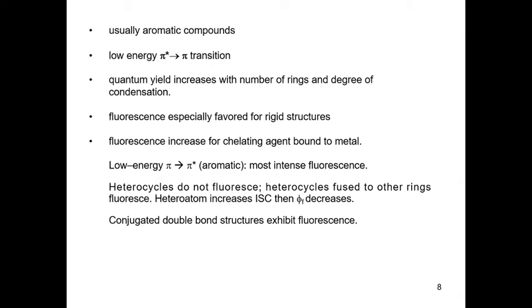Conjugated double bond structures also exhibit fluorescence. An example is lycopene, which again gives me a fluorescence. Obviously when it can give me visible spectroscopy, it can also give me a fluorescence, because lycopene has 11 conjugated double bonds, which is found in tomatoes.